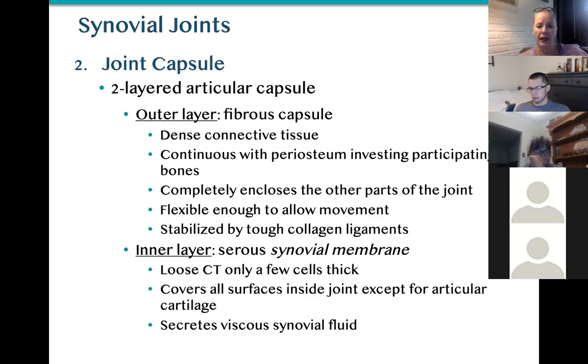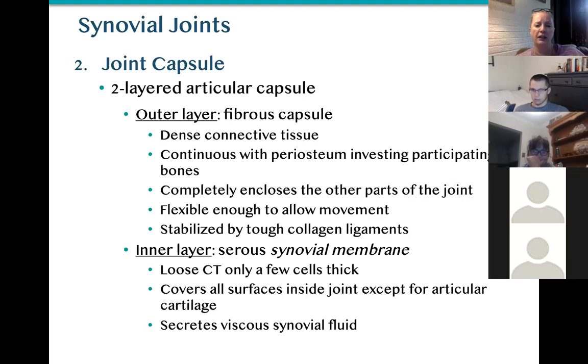Okay, so the joint capsule has two layers. We have the outer layer that's fibrous. So that's going to be made of dense connective tissue. And this is going to be continuous with the periosteum that will invest the bones. Remember that periosteum has those Sharpey's fibers that we discussed, and it runs into the bone itself to tether it to the bone, but it will also send those fibers out to tether into the muscular tendons, all right? And that's what kind of sews it all together.